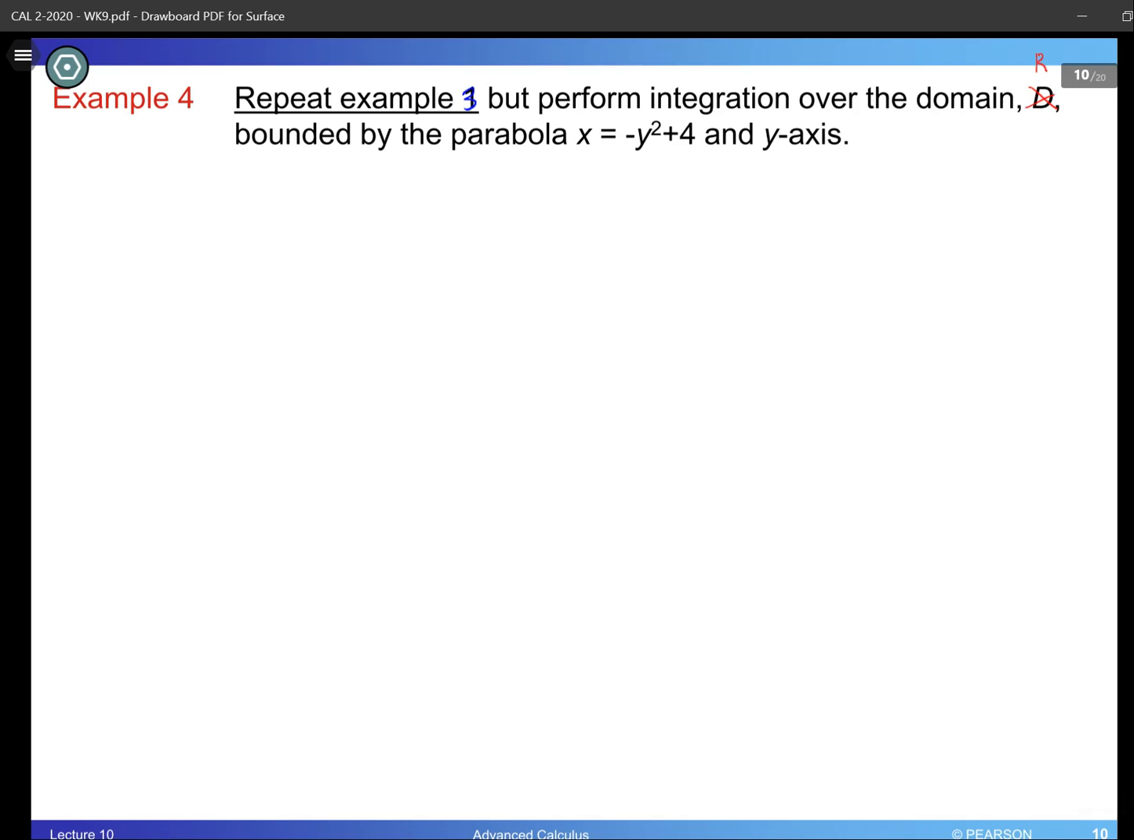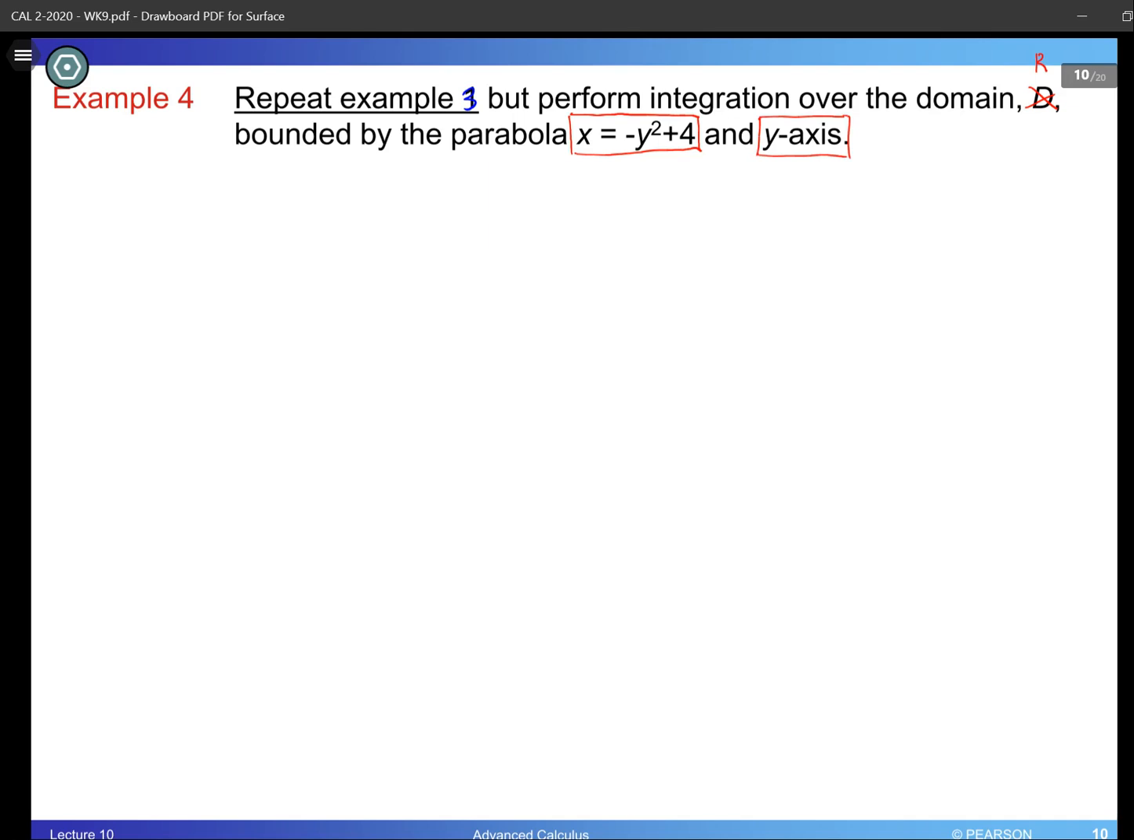So this new R is going to be bounded by this new parabola. So we have this first curve, x equal to minus y squared plus 4, and that's the first curve. And we have another line, that is the y-axis. And as you can see here, the information that we have in this example is a little bit different than example number 3. Instead of two functions, we have the y-axis in this example.